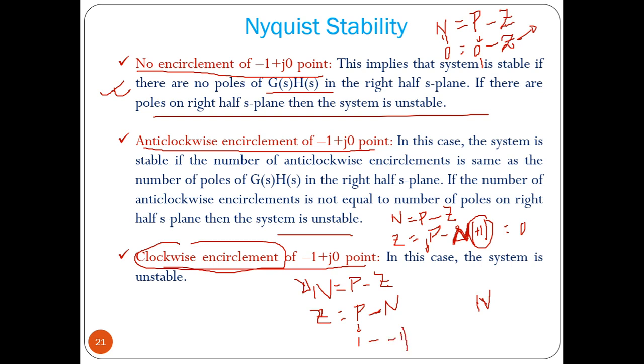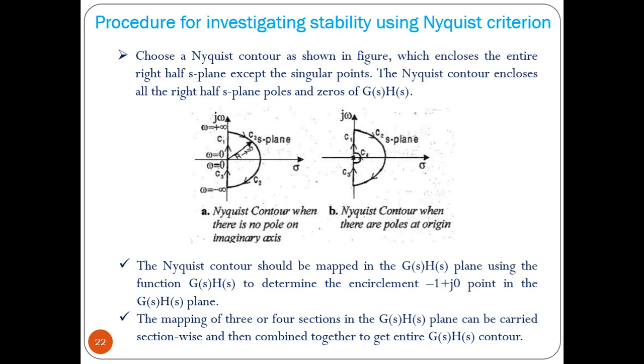So N becomes negative. So if P is 0, that is, there is no open loop transfer function pole in the right half plane, but Z becomes 1 if there is a clockwise encirclement, so the system becomes unstable. So if P is 0, it still becomes unstable. If P equals some value, it will be added. So if there is clockwise encirclement of this critical point, the system is unstable.